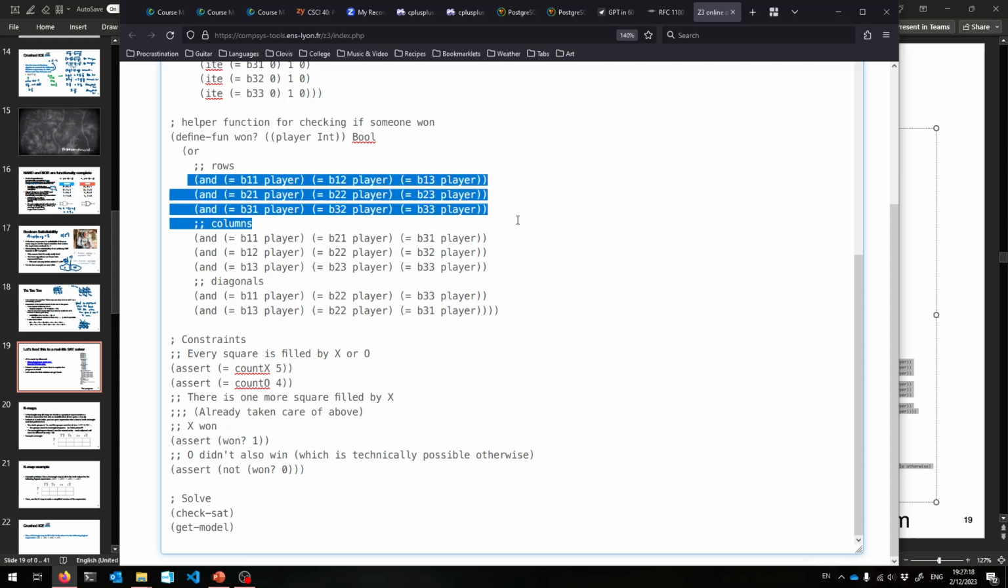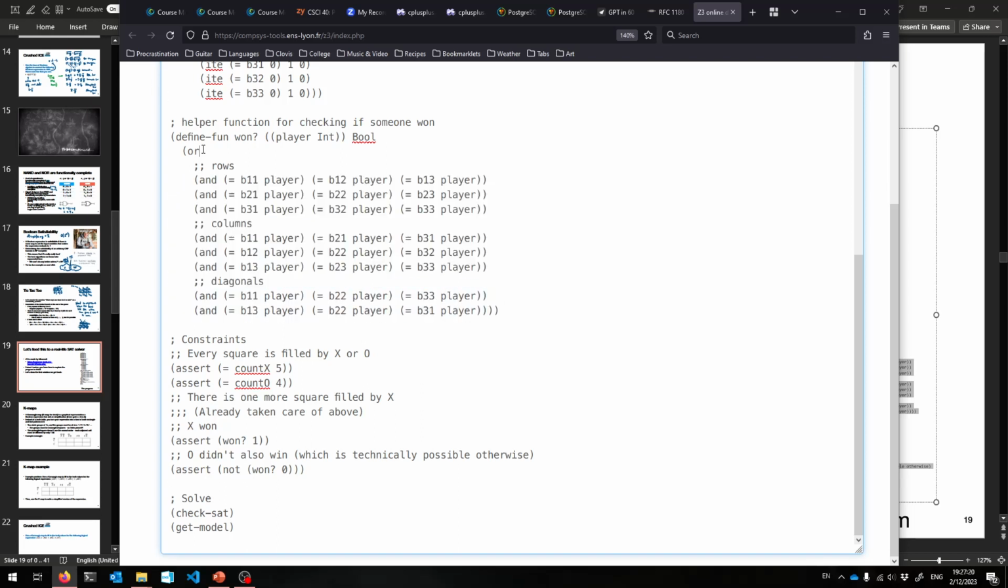Because if any of these ways are true, the rows, columns, the diagonals, all the ways for the player to win, then it's true that particular player won the game. All right. And then finally, with all of those helper functions defined, we can write the constraints that we want the solver to solve. This is going to turn into a big long if-then-else, or a big long condition for the solver to figure out.